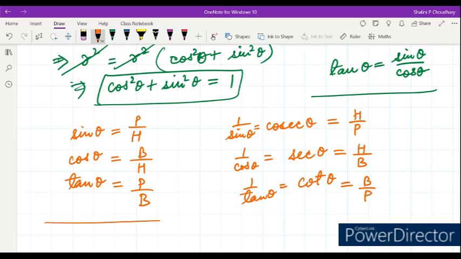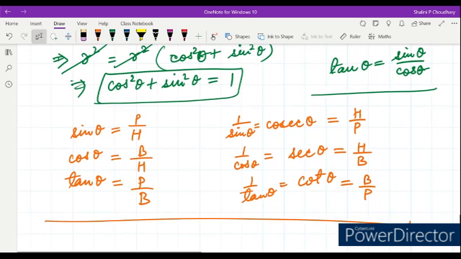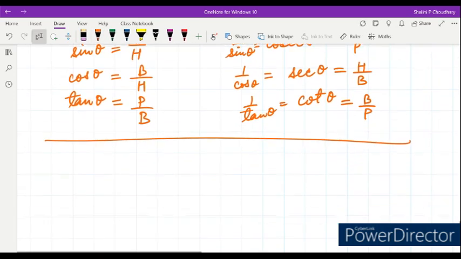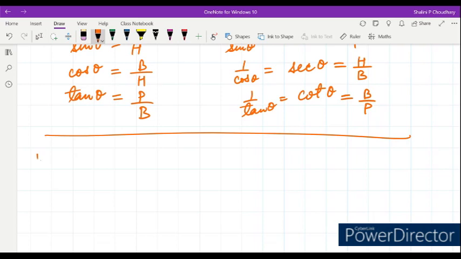Okay, so these are the 6 things that we are going to use, and based on these only there are many formulas. The formula number 1 that we have derived here is cos square theta plus sine square theta is equal to 1. Okay, so this is the first formula.